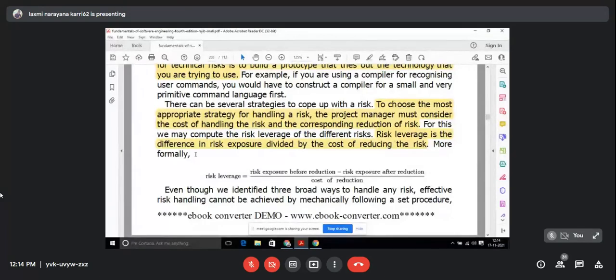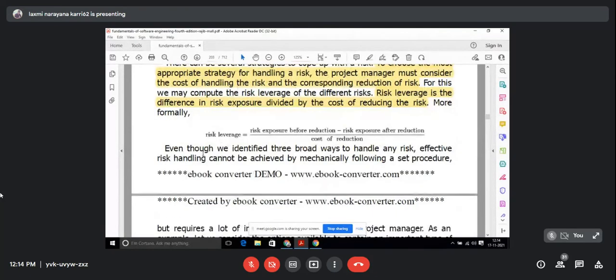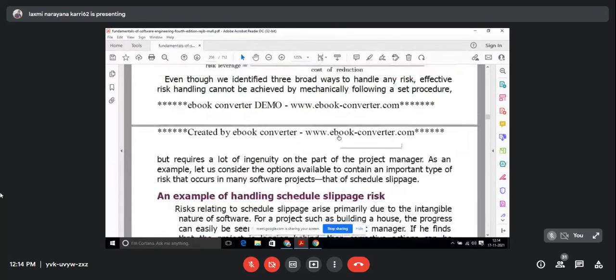Risk leverage is the difference in risk exposure divided by the cost of reducing risk. So we have a formula here: risk leverage is equal to risk exposure before reduction minus risk exposure after reduction, divided by the cost of the reduction. So that's it.